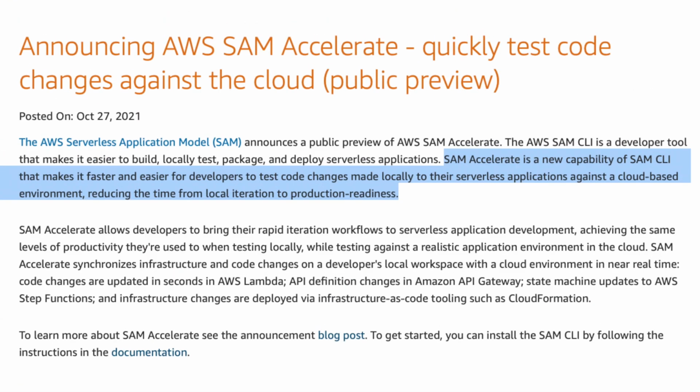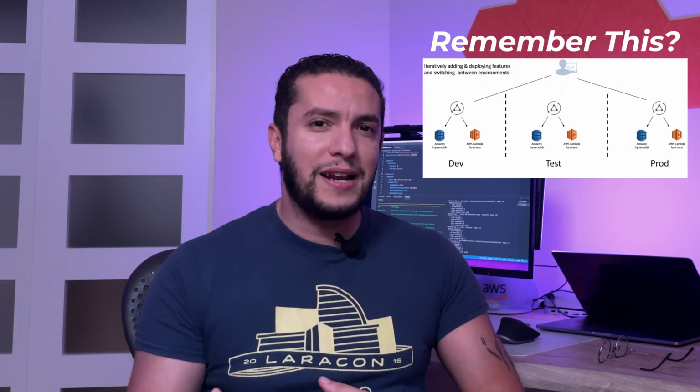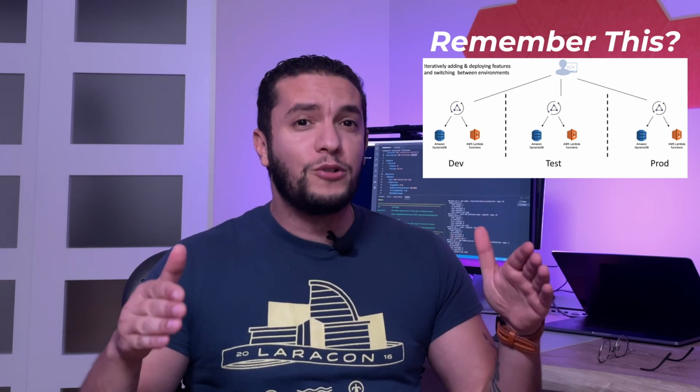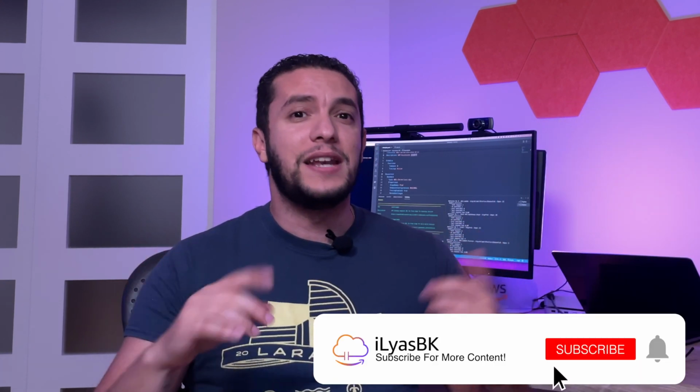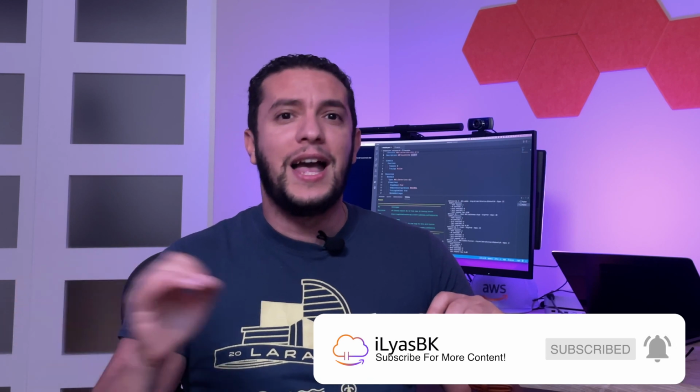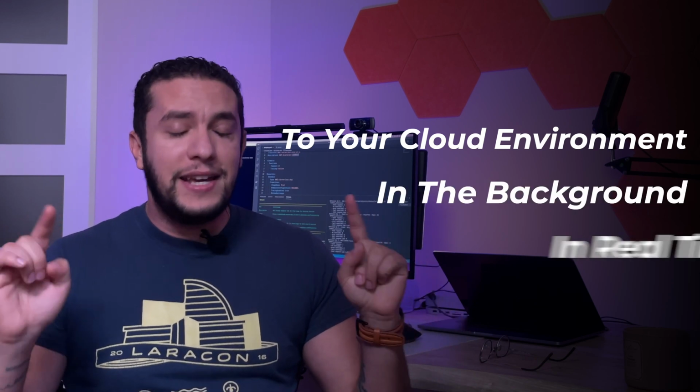The official blog post declares that SAM Accelerate is a new capability of SAM CLI that makes it faster and easier for developers to test code changes made locally to their serverless applications against a cloud-based environment, reducing the time from local iteration to production readiness. In simpler terms, rather than writing locally, then manually deploying to the cloud and testing there, you will keep writing code locally, but SAM will be watching and will automatically synchronize not only your code, but your infrastructure and your API definitions as well to your cloud environment in the background in near real time.